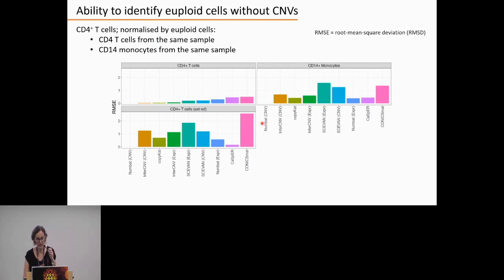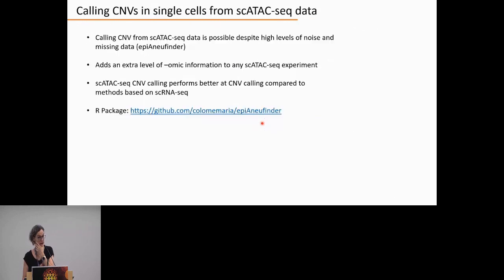Good, so what I've shown you here is that you can actually use single-cell ATAC-seq data for calling copy number variations, and you do it even better than if you use single-cell RNA-seq data for the individual single cells. What we think is really cool is that you're now able to add an extra layer of information to any single-cell ATAC-seq data set that you already have without having to spend an extra cent. So this is very useful, we think. And this is an R package that we released last year.